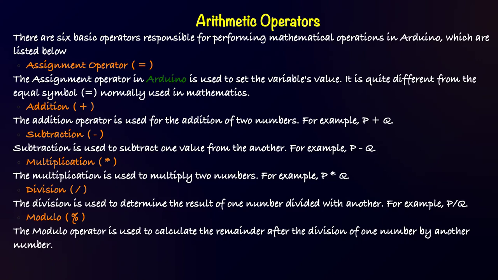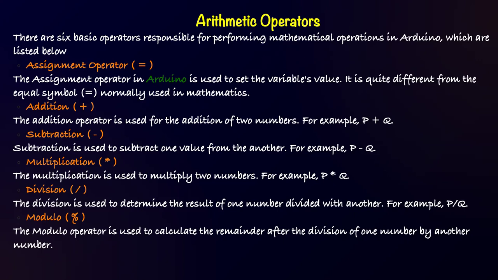At first there is the equal to operator, which we call the assignment operator. Remember, dear students, in our previous session I taught you about assignment, right? How to assign a value to a certain variable or a data type. There also, if you remember, we use the equal to sign. This is the assignment operator, so by using this we are basically assigning something. The assignment operator in Arduino is used to set the variable value.